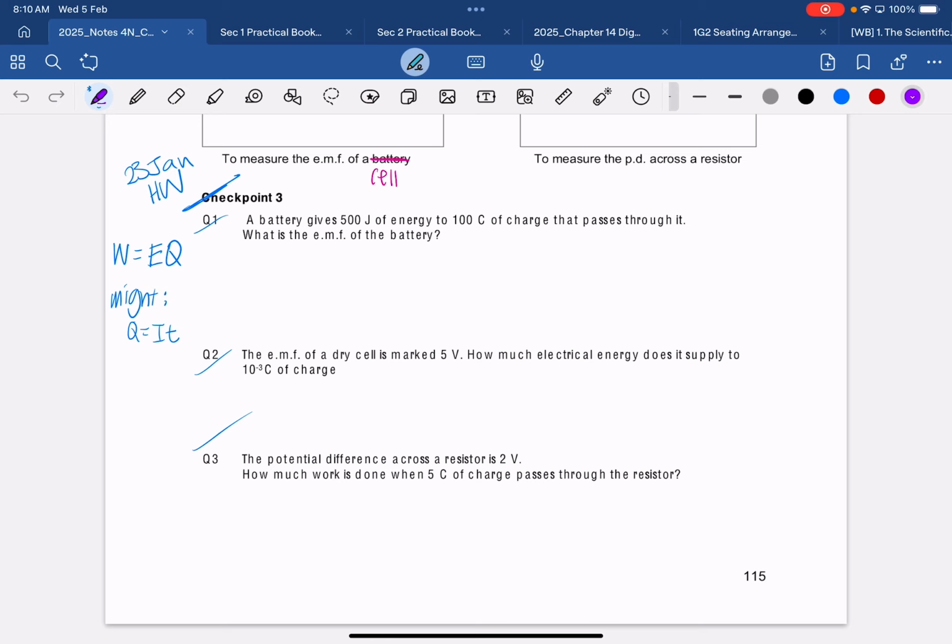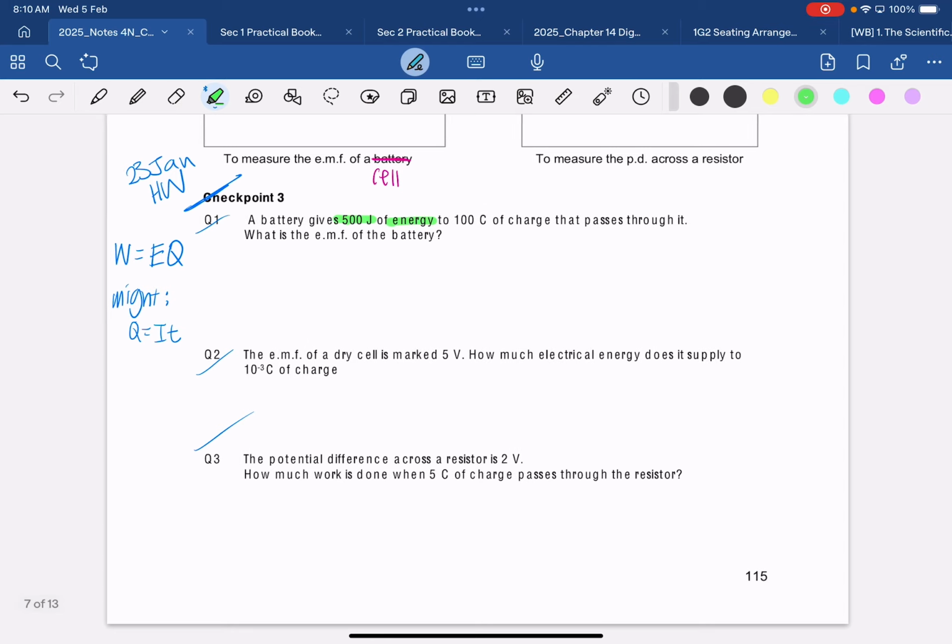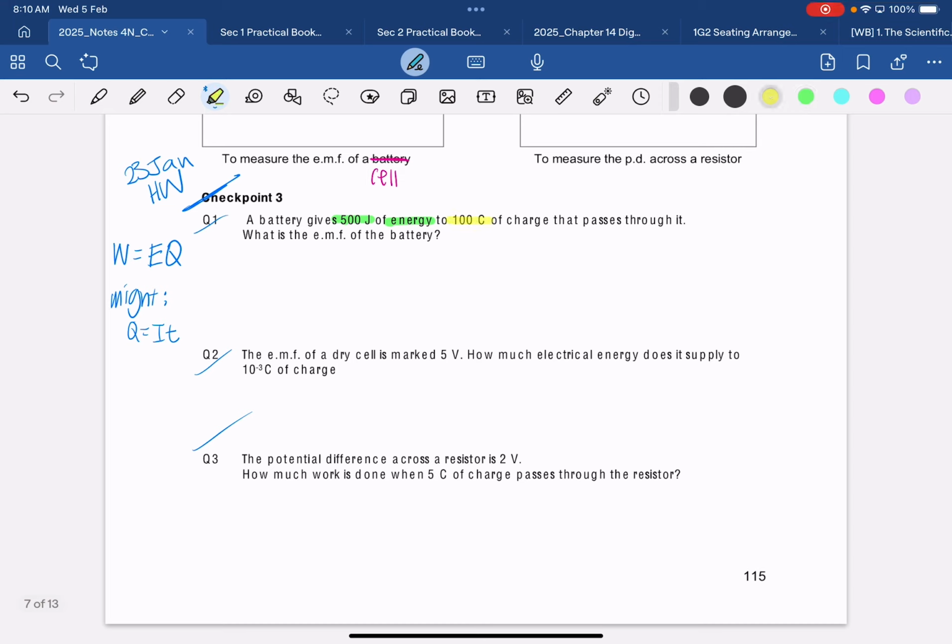Next. So when you see a question like this, I prefer that you underline. Okay, so 5 joules definitely is energy. By now you should know that joules is energy. Then 100 C means it is a charge, okay? Then they ask you for EMF. EMF is V, so W equals to EV, where over here, E is actually EMF, okay?